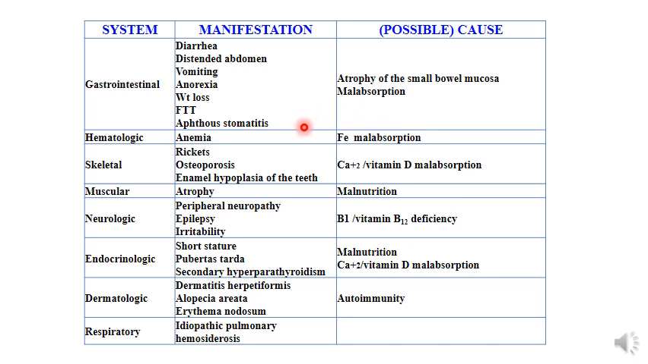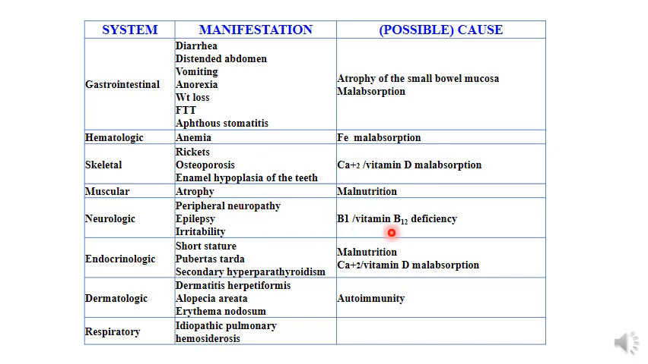There are many manifestations of celiac disease. GIT: diarrhea, abdominal distension, vomiting, anorexia, weight loss, failure to thrive, aphthous ulceration. Atrophy of the small bowel mucosa leads to malabsorption. Anemia: iron and folate. Skeletal: calcium and vitamin D malabsorption lead to rickets and osteoporosis. Enamel hypoplasia, muscle atrophy, malnutrition.